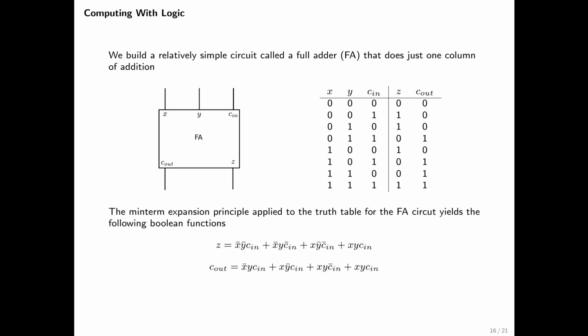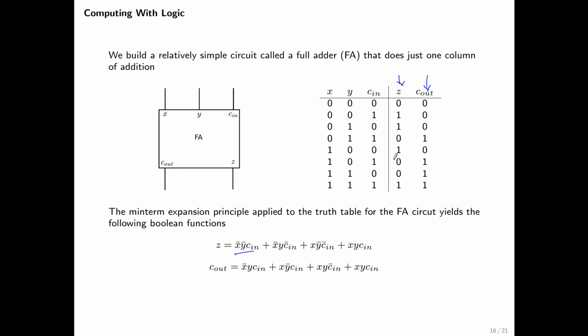Now, what you can do is you can apply the min-term expansion principle to this truth table, and you can get a formula for z, which is what is shown here, and you can get a formula for C out, which is what is shown here. And once you have these Boolean functions or Boolean formulas, you can easily make circuits out of those, using an idea similar to what we did for the implication function. Now, how did we get some of these terms? So how did we get that?